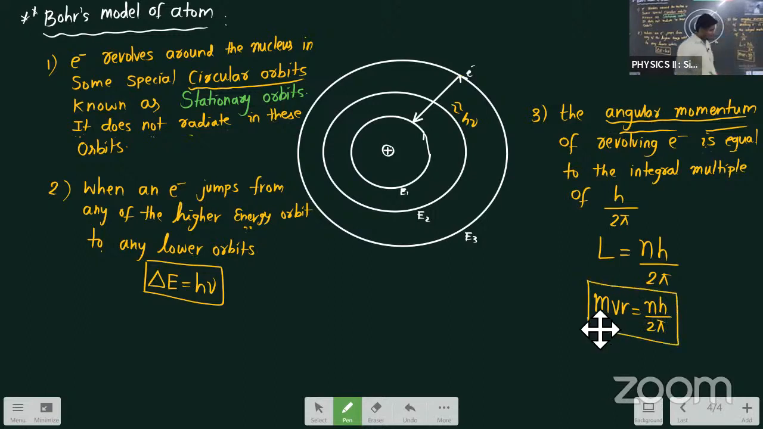So these are the important postulates of Bohr's model of atom. In the examination, they may ask you to write down the postulates of Bohr's model of atom. What are you supposed to do? You are supposed to draw this diagram.